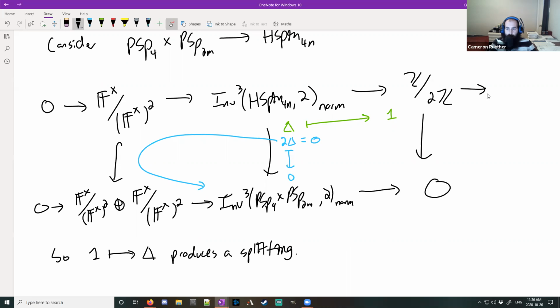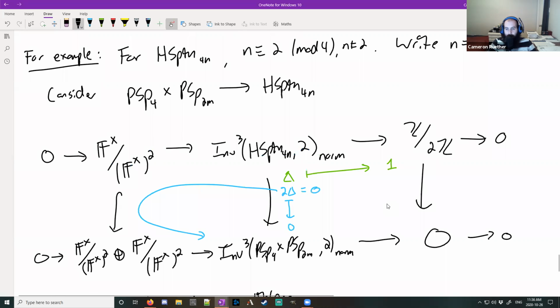So this, sorry, there should be zeros here. I guess it's not super important. So you get a splitting in this case. And in the other case, it's similar. You'll get Z mod 4Z there instead of Z mod 2, and there's some different cases here.